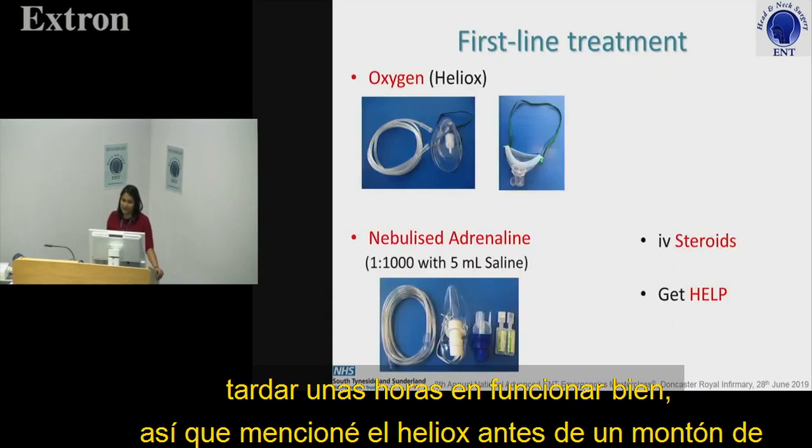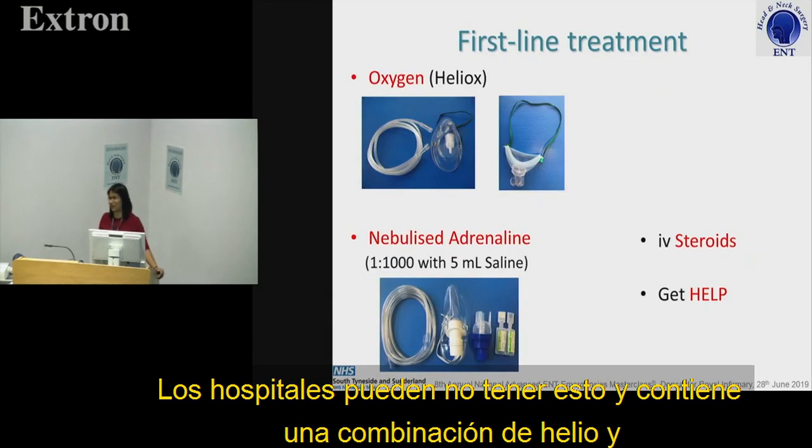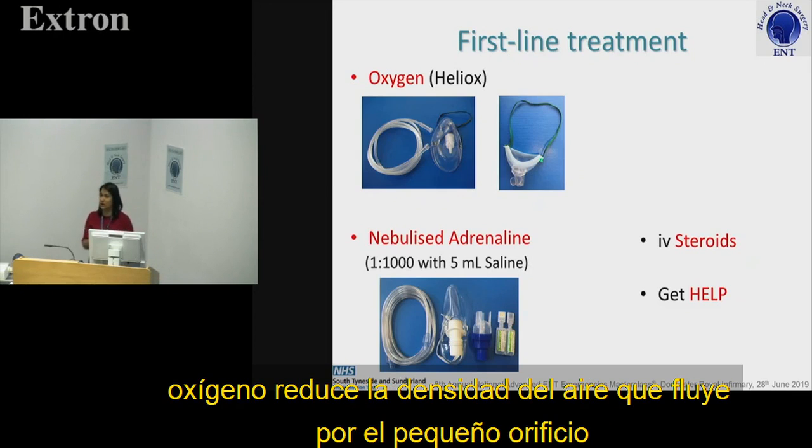Okay. So I've mentioned Heliox before. A lot of hospitals might not have this. It contains a combination of helium and oxygen. It reduces the density of the air that flows through the little hole.